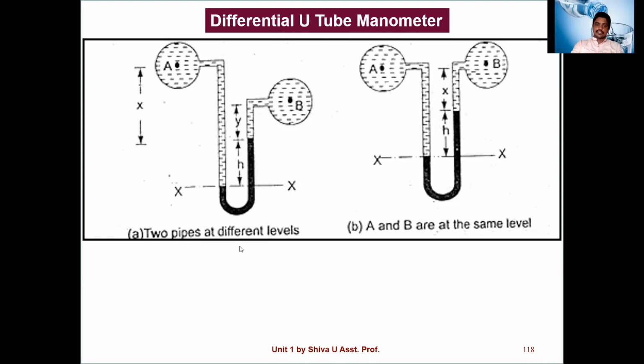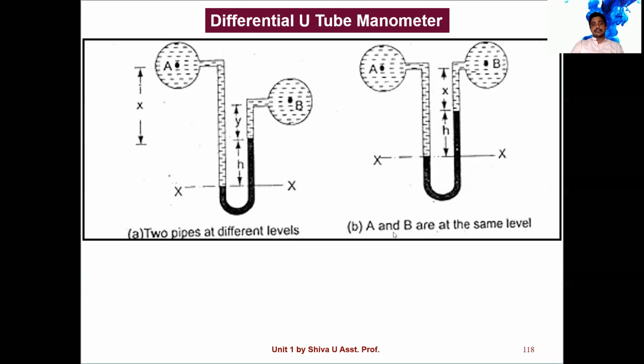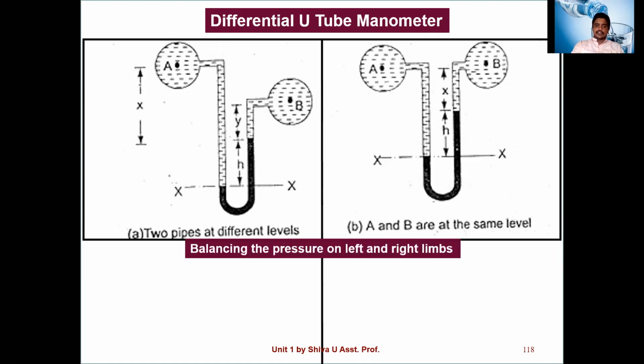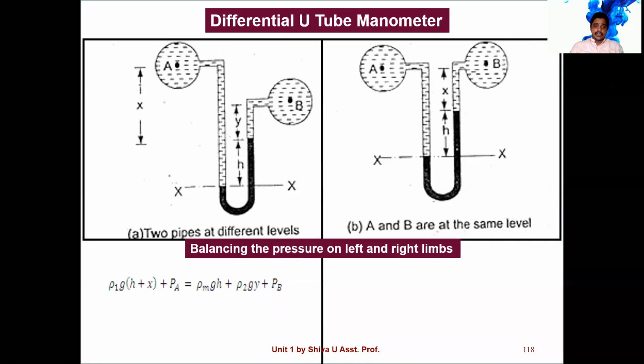When you have different levels, you can see in this manometer that point A and point B are at different positions. Whereas in the second case, point A and point B are at the same level, but the liquid inside is different. The manometer measures at the same level, but on the PA side and the PB side the liquid is different. That is the difference between them. So let us obtain the solutions for this. First, we identify the liquids. Here there are three liquids.